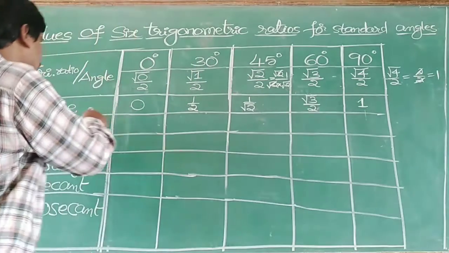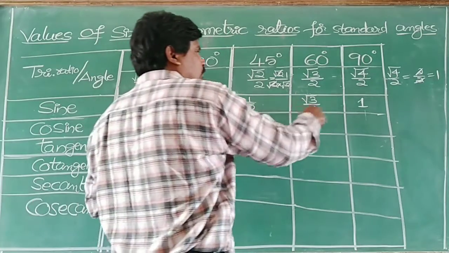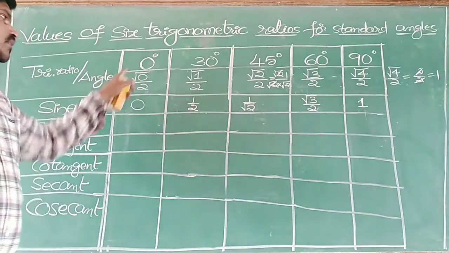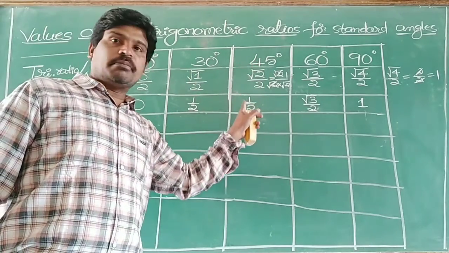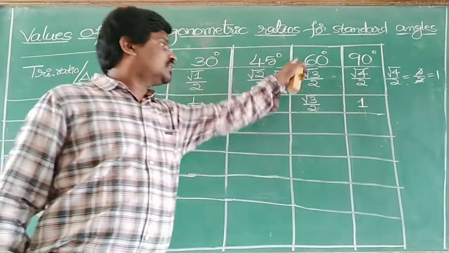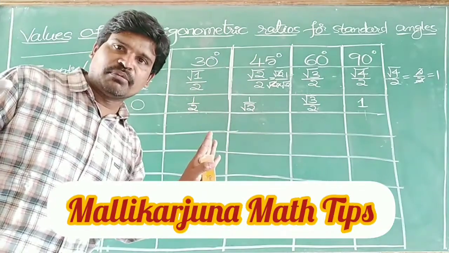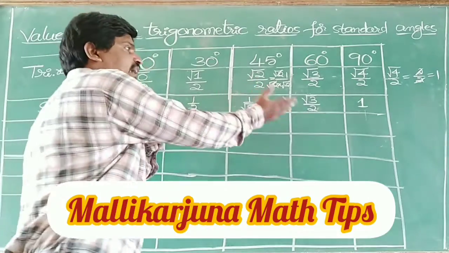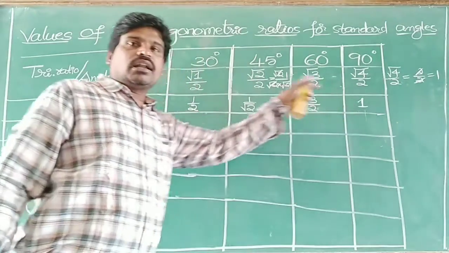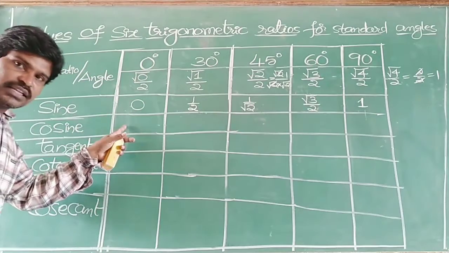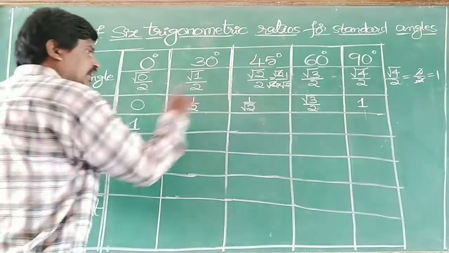So for sine, we can remember 0, 1 by 2, 1 by root 2, root 3 by 2 and 1. I mean sine 0 is 0, sine 30 is 1 by 2, sine 45 is 1 by root 2, sine 60 is root 3 by 2 and sine 90 is 1. This you remember. Next, if you reverse it, that is for cos. What is the last value? First in cos, I mean cos 0 value, write as 1. That 1 you write first.